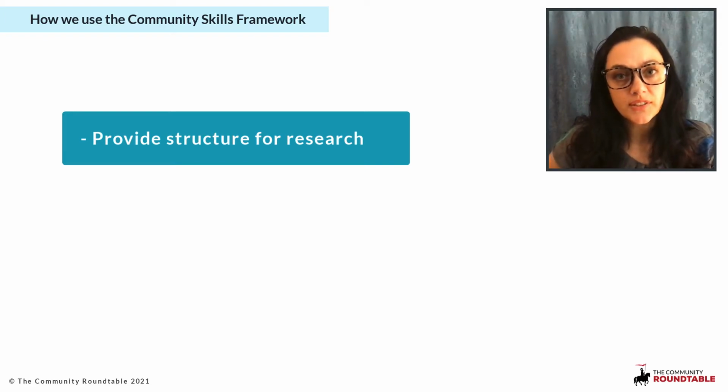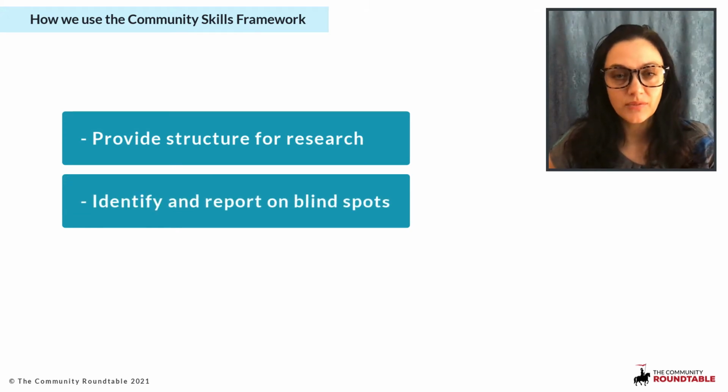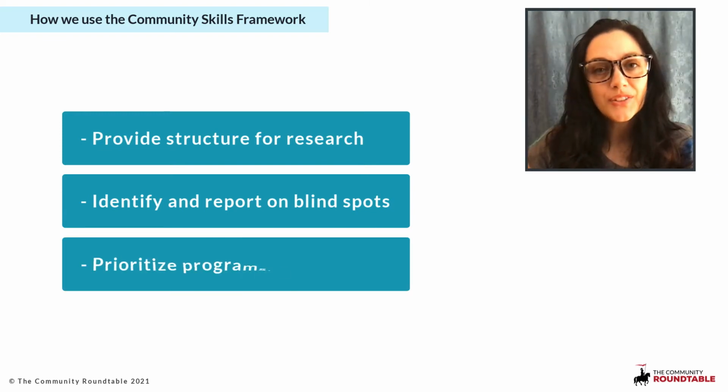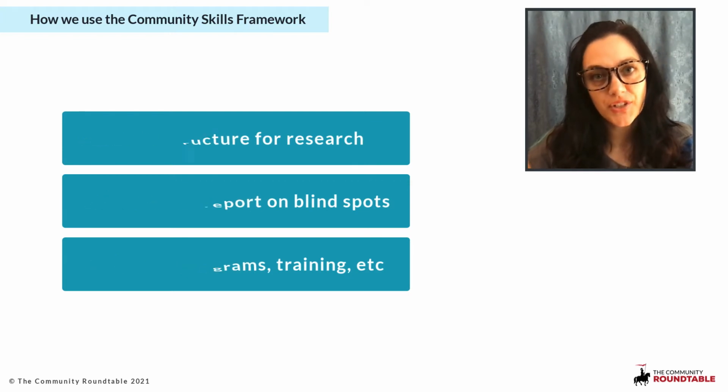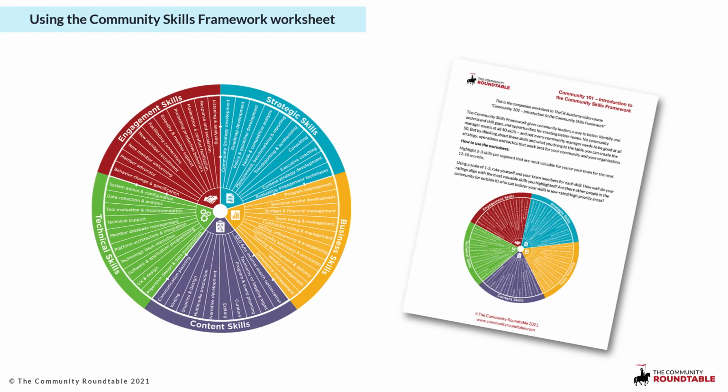We also use the Skills Framework to identify blind spots, those places where community managers need additional training and resources. We also use the Skills Framework to inform programming in the CR Network, our private peer community for community professionals. As we walk through the 5 skill families, it might be helpful to use our Skills Framework worksheet to keep track of strategic priorities. If you don't have the worksheet in front of you, or easily accessible, now is a great time to pause this video and get it.